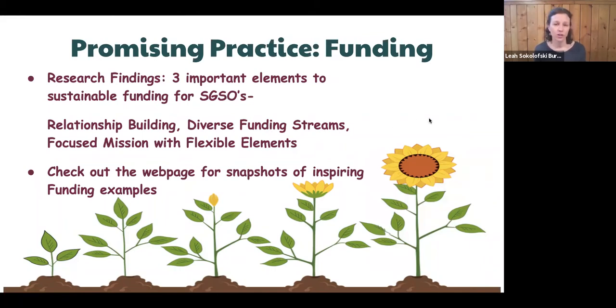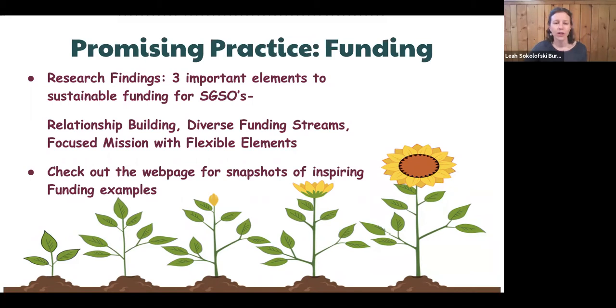The second element was having diverse funding streams. We know that SGSOs rely heavily on grant and foundation funding, but we learned that there can be much more fiscal resiliency in organizations with diverse funding streams. So we found that successful SGSOs sustain funding by diversifying their funding. For example, not solely relying on grants and foundations, but also having funding sources such as earned income or school district funding.